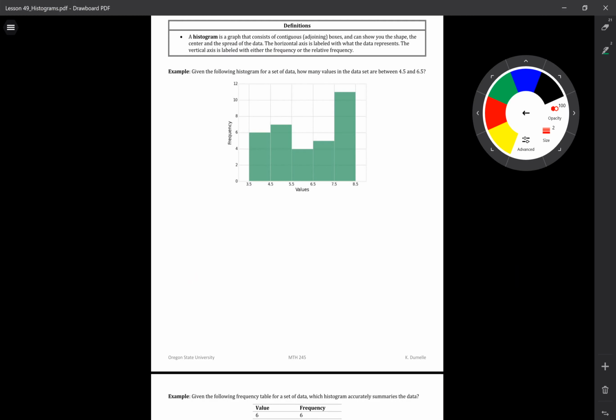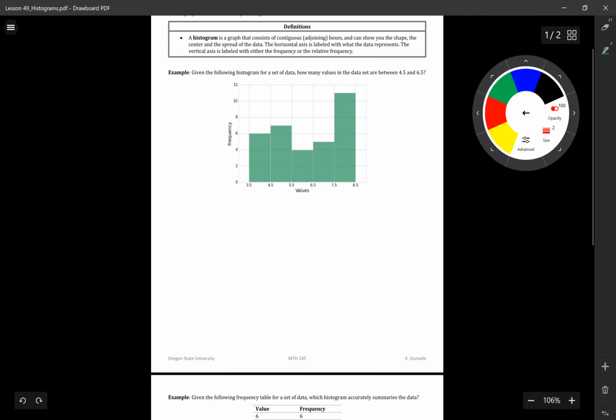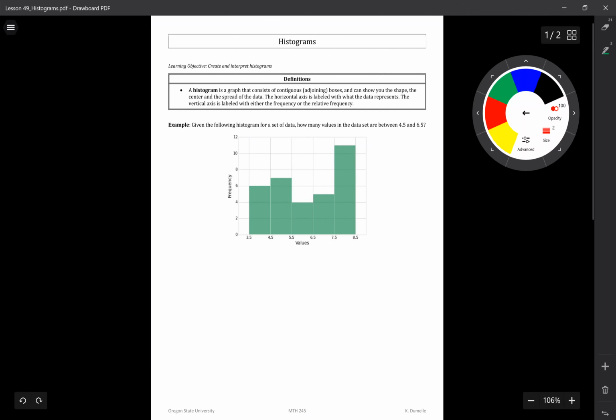All right, this is our last lesson for the day, talking about a certain kind of graph called a histogram. You might have seen these in middle school or high school. They're a pretty common way that we can visualize or represent data.